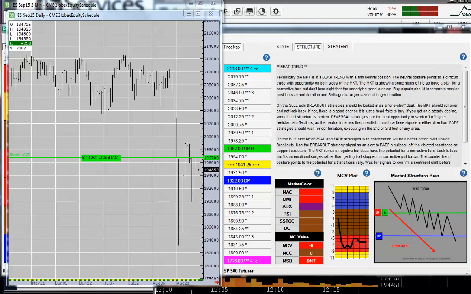And so, what do we know so far? The fact is the S&P is in a bear trend. Fact is the structure bias is above the market. Fact is we have a market that's got good trending ability. The next thing to look at is our strategies.